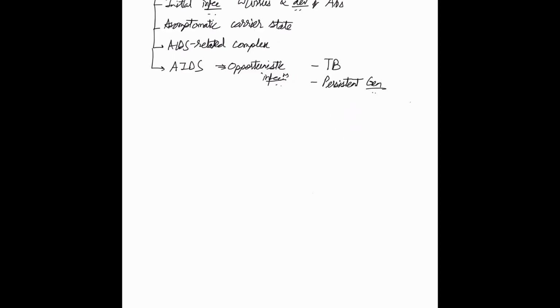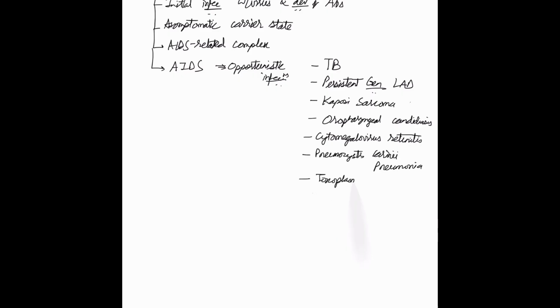So the clinical features, you need to know about the initial infection with virus and development of antibodies, the asymptomatic carrier state, AIDS related complex, and AIDS, which is a complex of opportunistic infections such as TB, persistent generalized lymphadenopathy, Kaposi sarcoma, oropharyngeal candidiasis, cytomegalovirus retinitis, Pneumocystis carinii pneumonia, toxoplasma encephalitis, hairy leukoplakia, streptococcal meningitis, herpes zoster or shingles, severe prurigo or pruritic dermatitis, severe or recurrent skin infections.